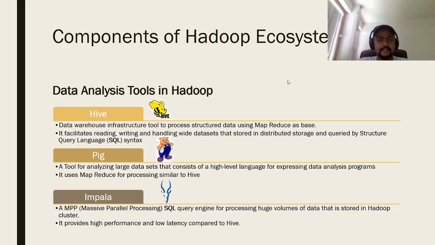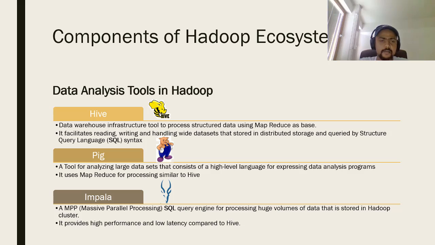So Hive is, as it says on the slide as well, basically a data warehouse infrastructure tool which you can use to process structured data using MapReduce as the base. So if you are processing the data with MapReduce, Hive is something which you can use to run analysis queries on that data. It also supports the SQL structure. So you can use the same SQL syntax which you are comfortable with coming from Oracle, Postgres, MySQL, etc.